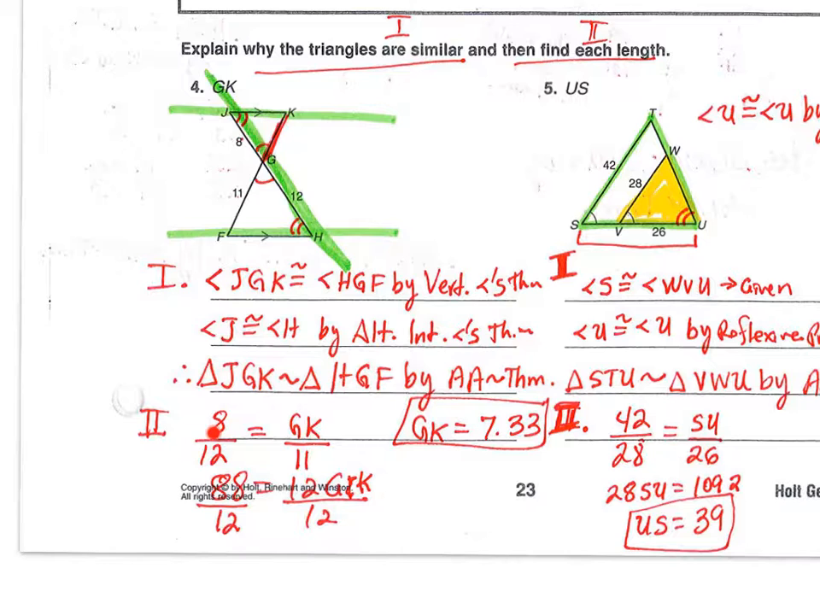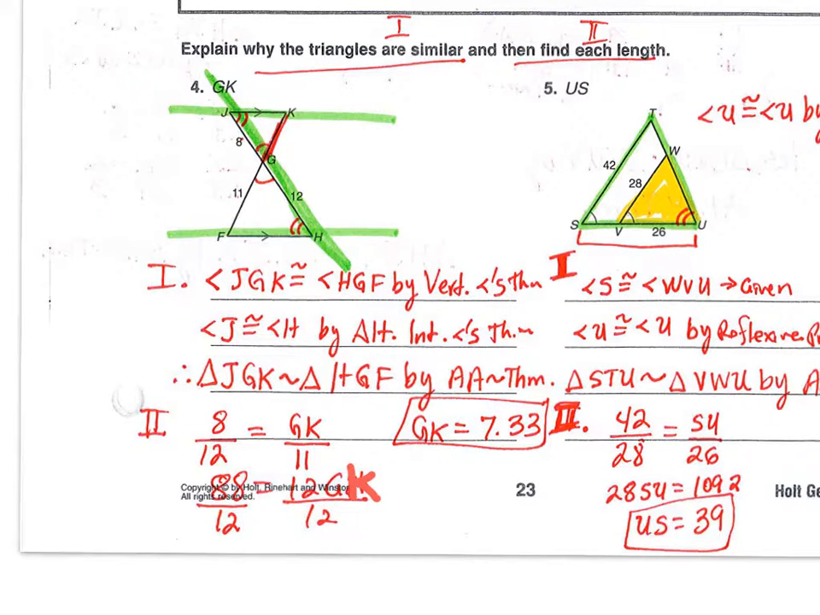So GK, I set it up as 8 is to 12 as GK is to 11. Then I cross multiply, that's 88. I cross multiply, that's 12 GK. Then when you divide both sides by 12, that gives you 7.33. So let me let you copy this. 7.33, yes. Okay, so let me let you copy this problem.